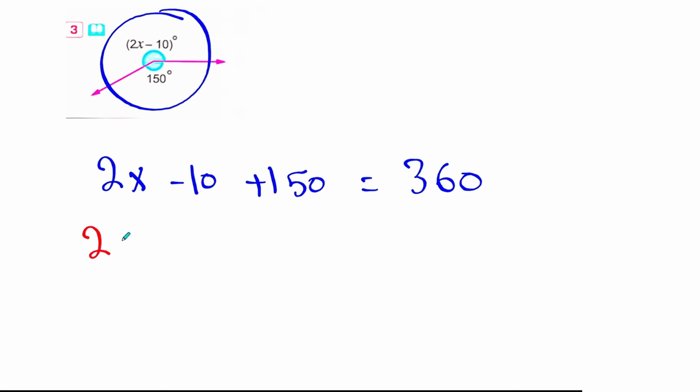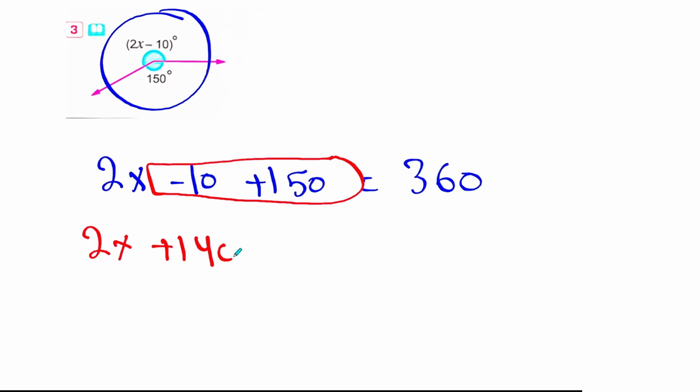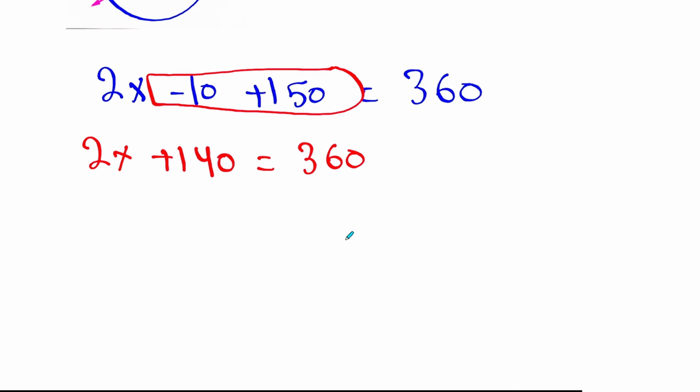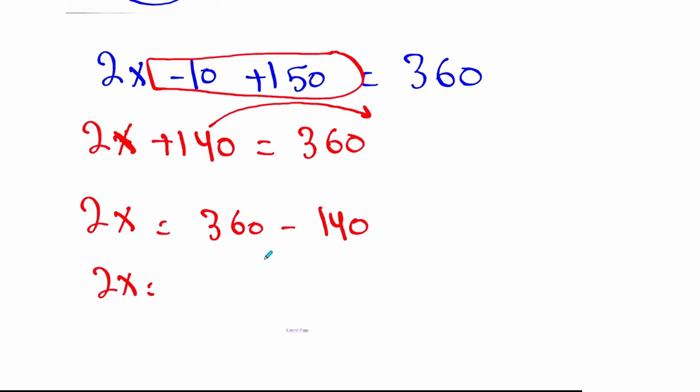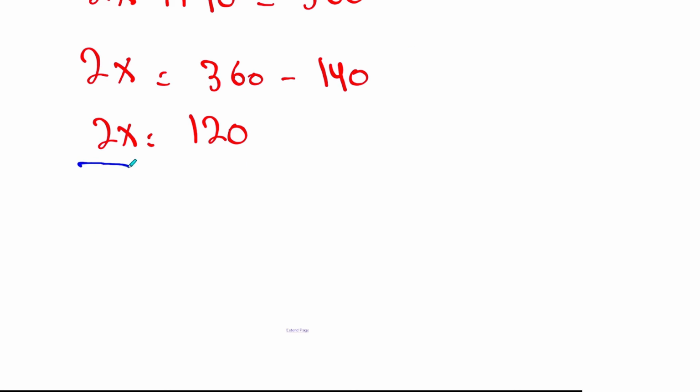Or it could be different, like 2 times together, 150 minus 10, which is 140. You can solve the equation, 140, which means that 2 multiplied by x is equivalent to 360 minus 140. This allows you to determine the unknown variable x. So 2 times x will be equivalent to 120. Therefore, we divide this entire expression by 2, and then we conclude this equation.